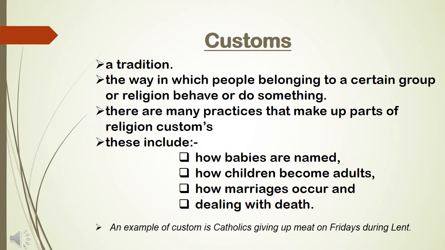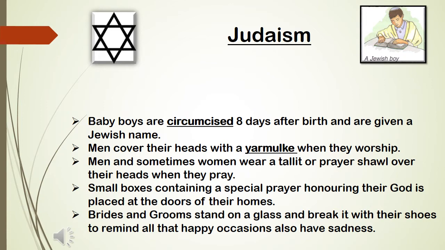Okay? So now we are going to look at different kinds of religious customs. Right. The first religious custom we are going to look at is Judaism. As you can see, there is the religious symbol on your left, and on your right, the photo of a Jewish boy.